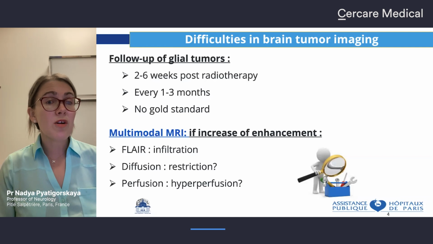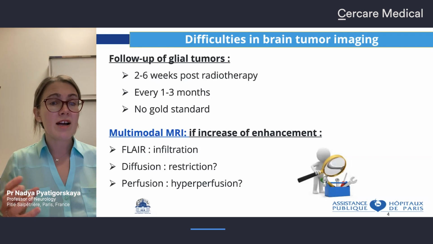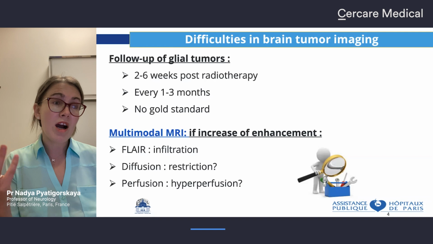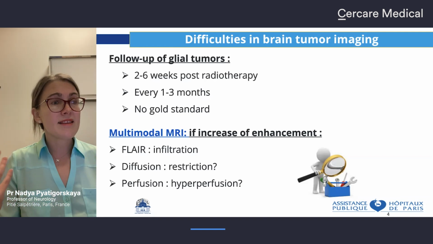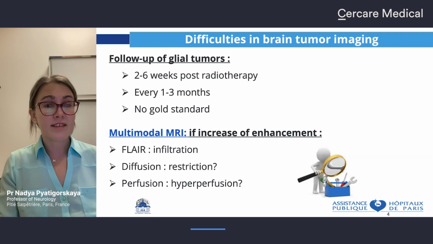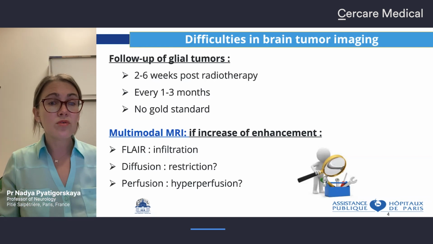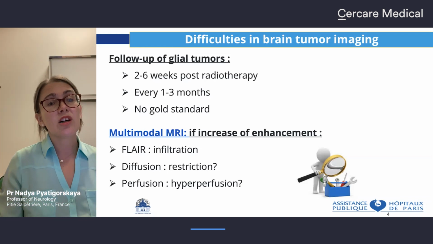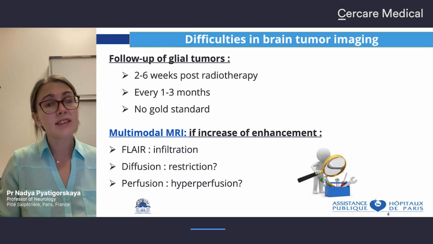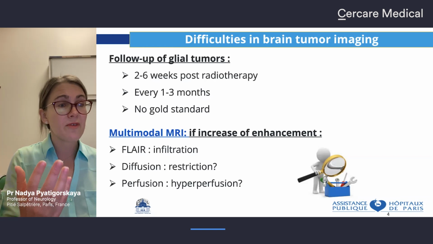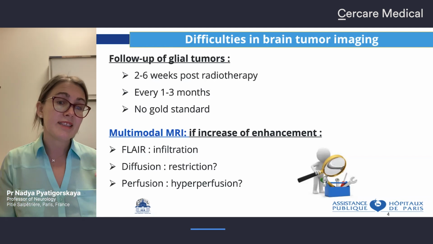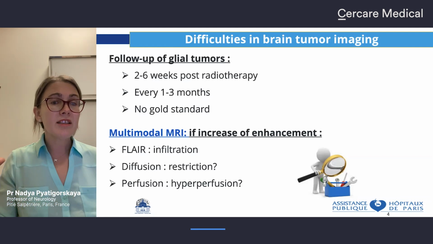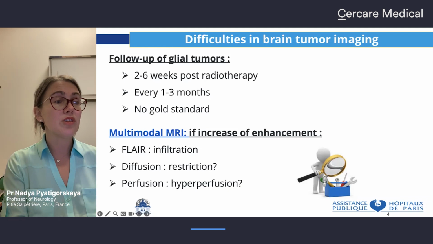The follow-up of glial tumors is usually quite close, every 1 to 3 months after the surgery and radiotherapy, but there is no gold standard. Usually we try to do multimodal MRI, using multiple sequences in order to see the tumor infiltration on FLAIR, and the tumor cellularity with diffusion to see if there is any restriction. And particularly, we want to see if there is any neoangiogenesis in the tumor using perfusion.